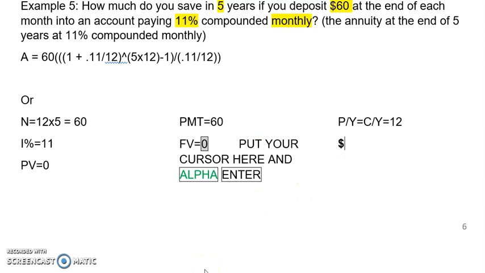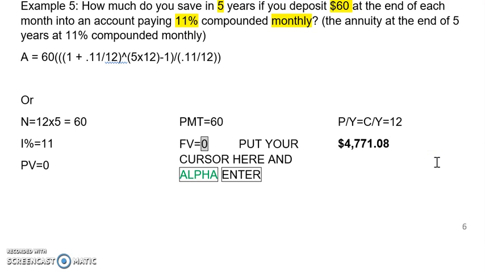I get $4,771.08. So if I wanted to have $4,771.08 at the end of 5 years, and I could find an account paying 11% compounded monthly, then payments of $60 per month would get me to this future savings goal. I didn't know what this future savings goal was before I started the problem, but now I do.